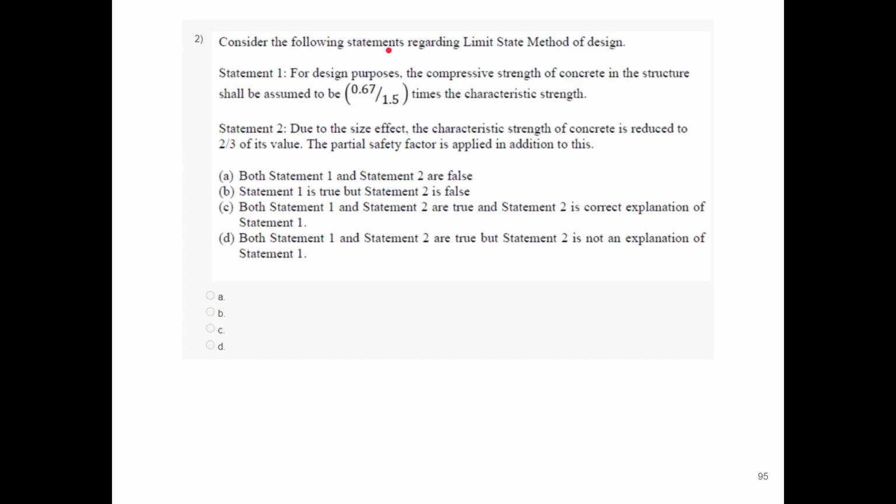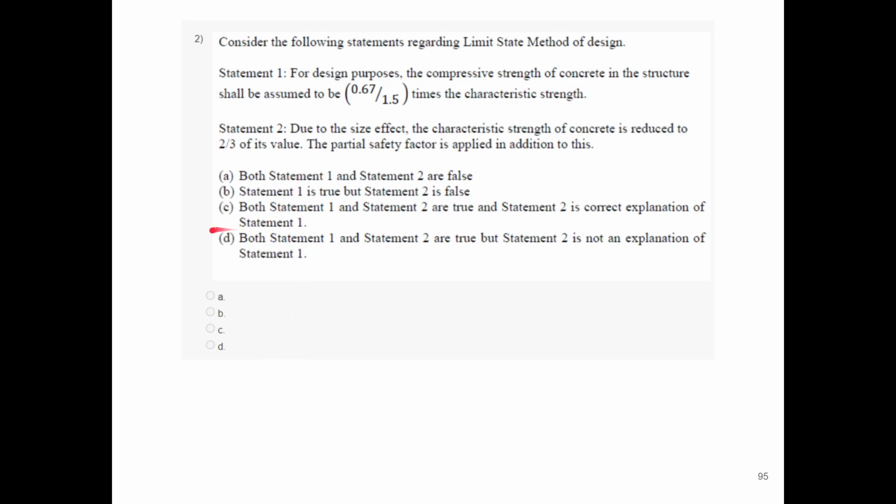Second question is, consider the following statements regarding limit state method of design. Statement 1, for design purposes the compressive strength of concrete in the structure shall be assumed to be 0.67 by 1.5 times the characteristic strength. Statement 2, due to the size effect, the characteristic strength of concrete is reduced to 2 by 3 of its value. The partial safety factor is applied in addition to this. So what is the correct option? A, both statement 1 and statement 2 are false. B, statement 1 is true but statement 2 is false. C, both statement 1 and statement 2 are true and statement 2 is the correct explanation of statement 1. D, both statement 1 and statement 2 are true but statement 2 is not an explanation of statement 1.